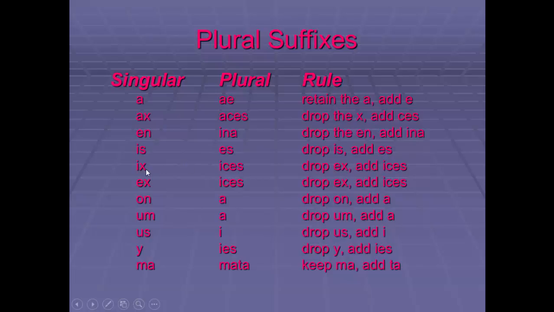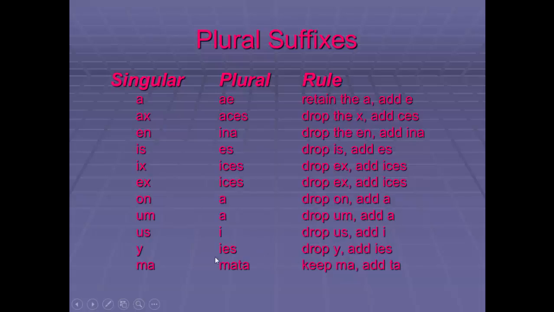You can go on and read the rest of the rules here. If a word ends in IX, you drop the IX, little typo there, and add ICES. If a word ends in EX, you drop the EX and add ICES. If a word ends in ON, you drop the ON and add A. If a word ends in UM, you drop the UM and add an A, for example, diverticulum becomes diverticula. A word ending in US, drop the US and add an I. So one fungus becomes two fungi.